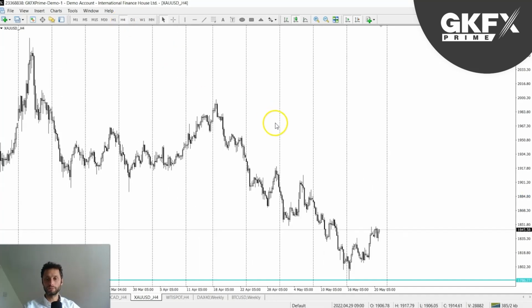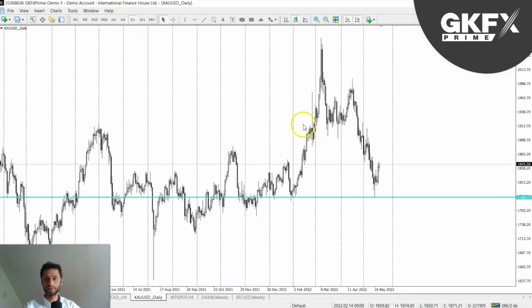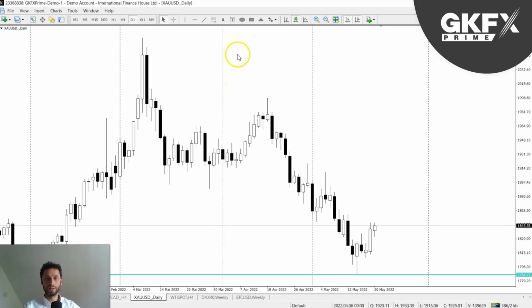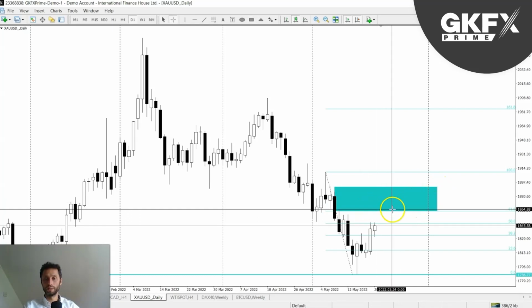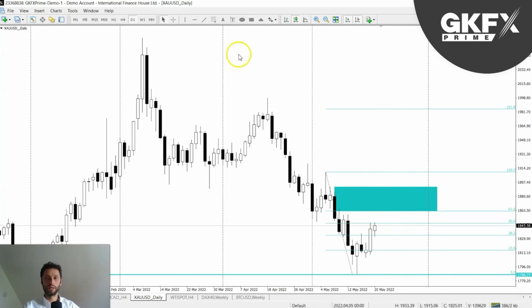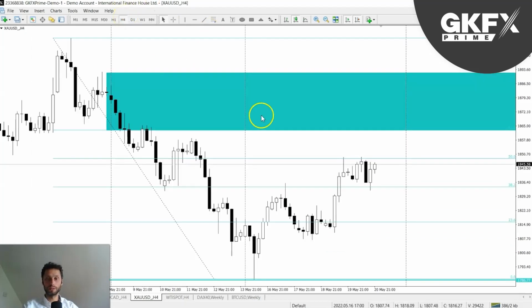Let's go down a time frame. If I go into the daily, what I'm going to do is take a fib and take the last swing from the high to the low. And again, I see that we are at the 50 level, and I do like the 61.8. So anywhere within here would be where I'd be targeting the market to go with a bullish sentiment.